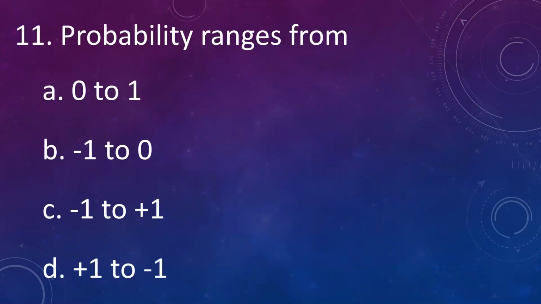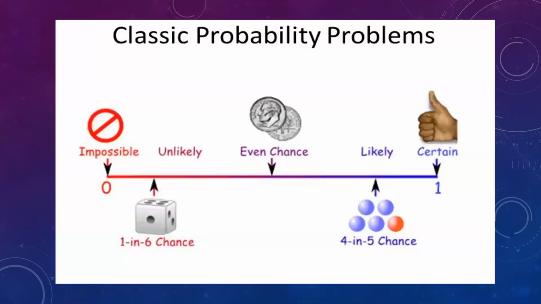Probability ranges from: A, 0 to 1; B, -1 to 0; C, -1 to +1; D, +1 to -1. Answer is 0 to 1. You can see here probability ranges from 0 to 1. If probability is 0, the occurrence of that event is impossible, and when it is equal to 1, the event will be certainly sure to happen.